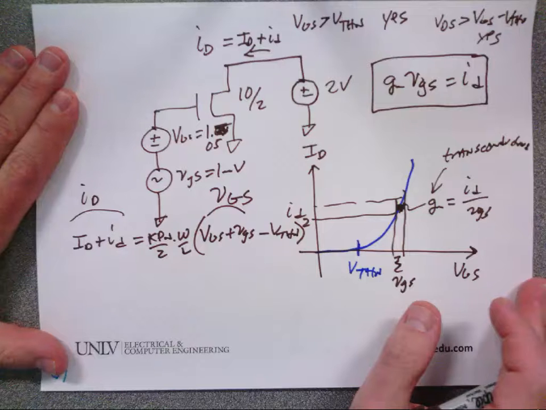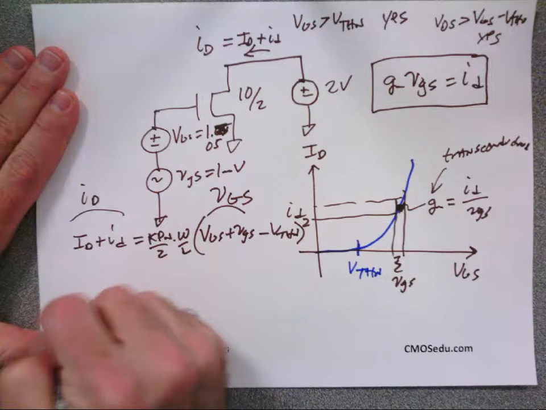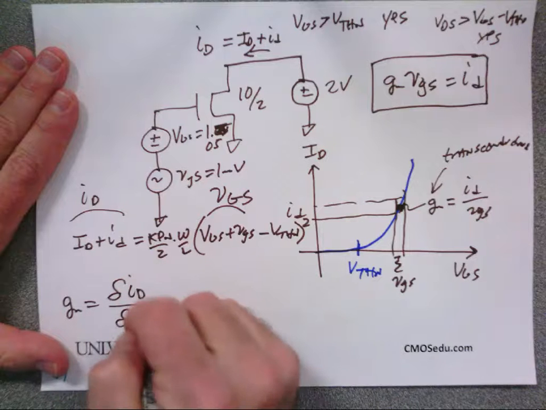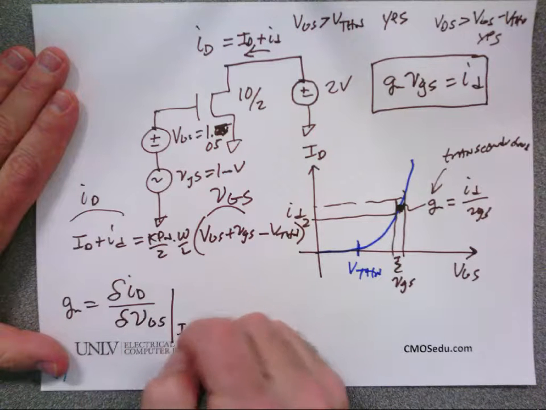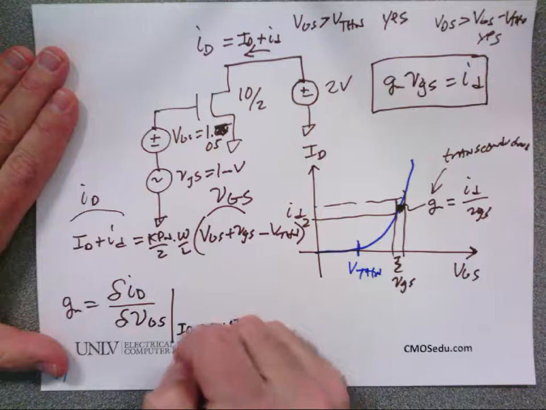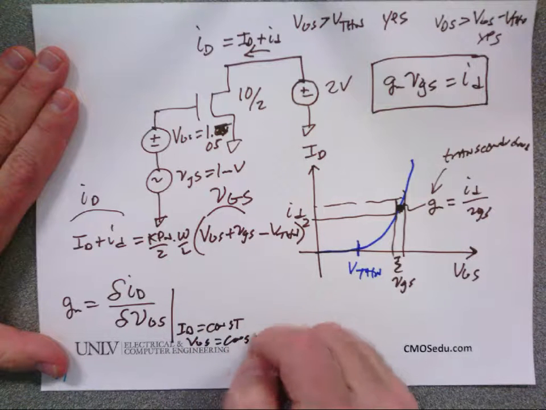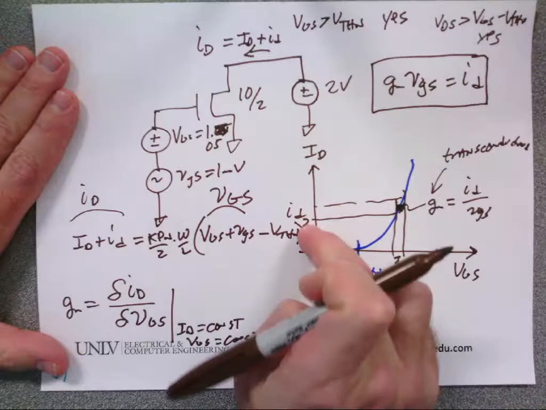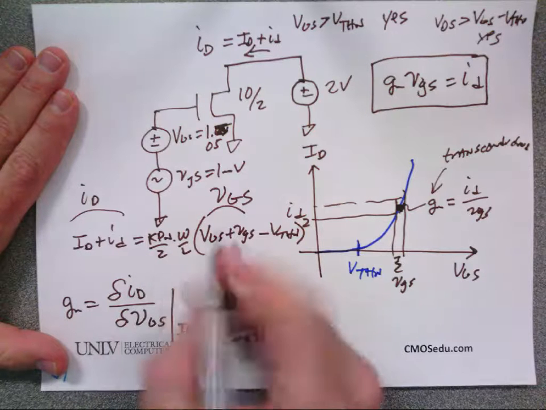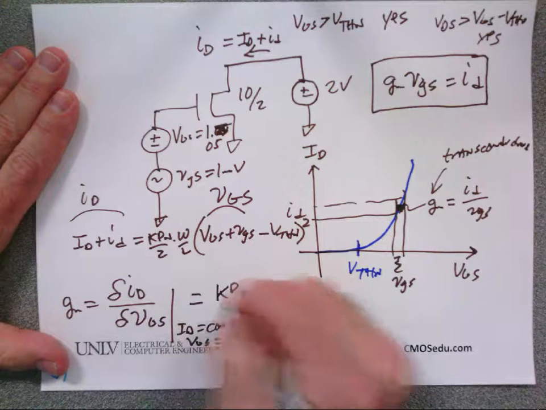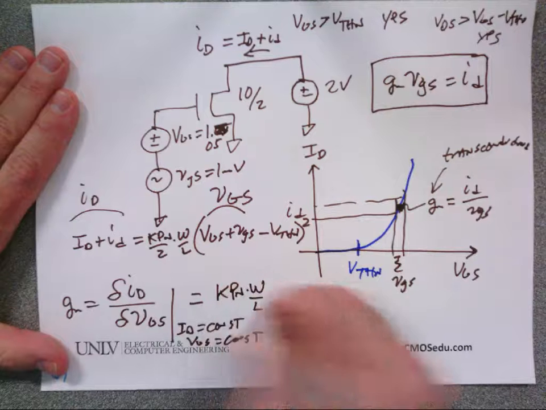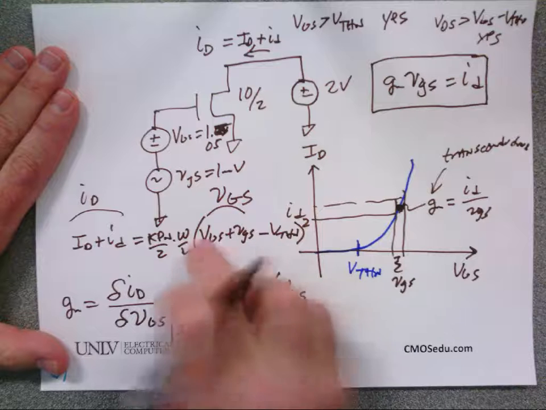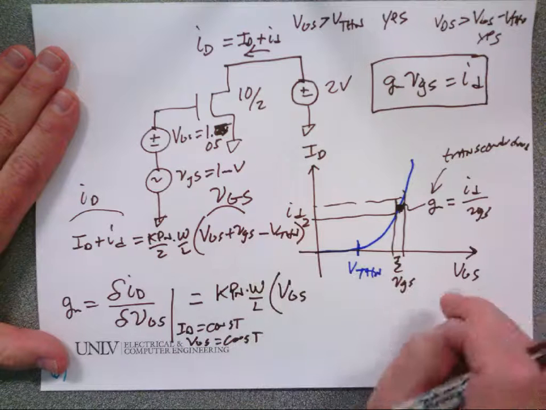Does everybody follow? So when I take the derivative, GM is equal to the derivative of ID with respect to VGS at ID equal constant and VGS equal constant. In other words, at this point, when I take that derivative, this comes down, cancels with the 2, and gives me Kp sub n times W over L times VGS and times the derivative. What's the derivative of the stuff in here with respect to VGS?